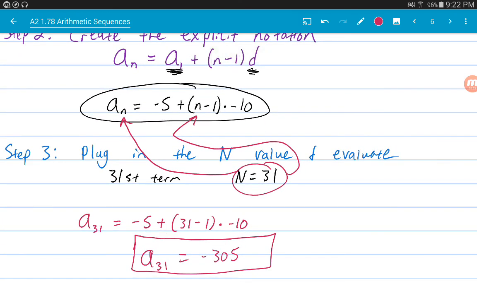And that's how you do the rest in the section. Your homework was, I believe, 22 through 27. So good luck.